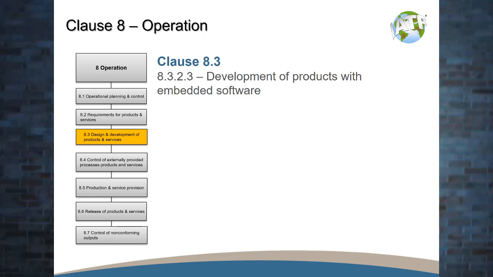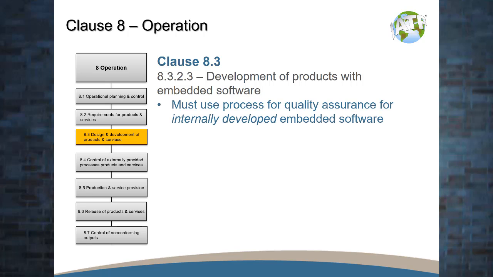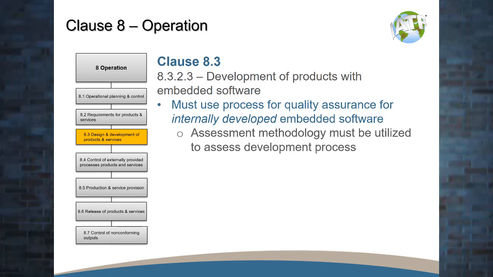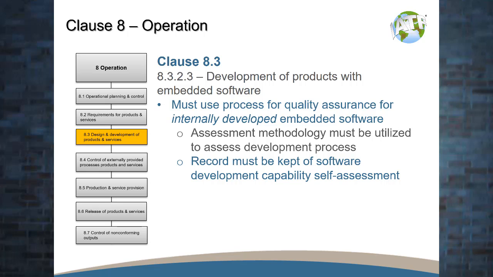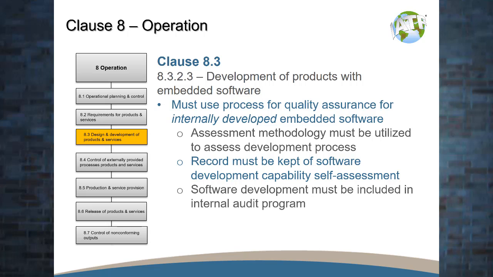8.3.2.3 focuses on the development of products with embedded software. You must use a process for quality assurance for internally developed embedded software through assessment methodology that must be utilized to assess the development process, and there needs to be a record kept of the software development capability self-assessment. Software development must be included in the internal auditing program, and of course with that comes a competency requirement to be competent and savvy enough in software testing to understand what you are auditing.